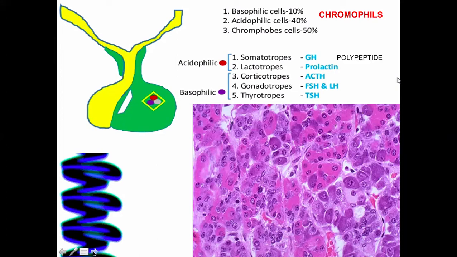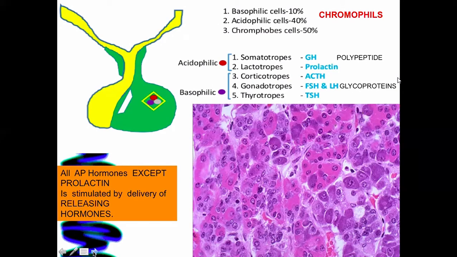Okay. So these acidophilics are polypeptide hormones in their chemical nature. Whereas the basophilic cells or the basophilic hormones are glycoproteins in nature. Okay. So all anterior pituitary hormones except prolactin are stimulated by delivery of releasing hormones. And prolactin is stimulated by PRH, and this is inhibited by dopamine.